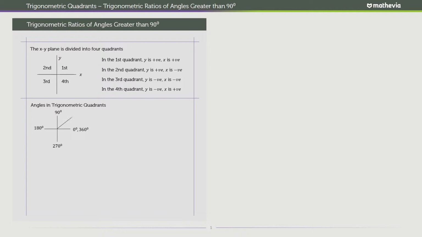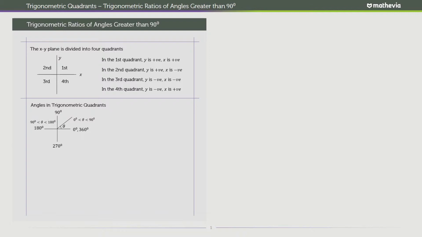Okay, and then basically if you have an angle in this first quadrant, this angle is going to be between 0 and 90 degrees, okay? Somewhere in the middle between 0 and 90 degrees. So this could be 45 degrees, this could be 60 degrees, this could be 87 degrees. It's going to be somewhere between 0 and 90 degrees.